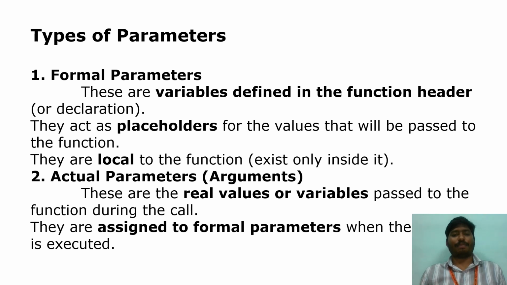Here are the different types of parameters: formal parameters and actual parameters. Formal parameters are variables defined in the function's header. They act as placeholders for the values that will be passed to the function. They are local to the function. Actual parameters are the real values or variables passed to the function during the call. They are assigned to formal parameters when the function is executed.